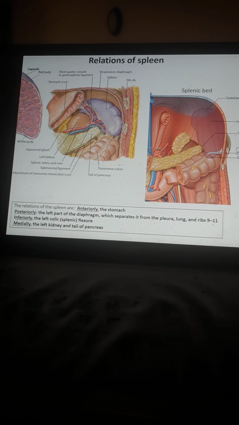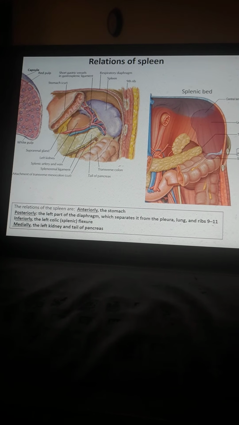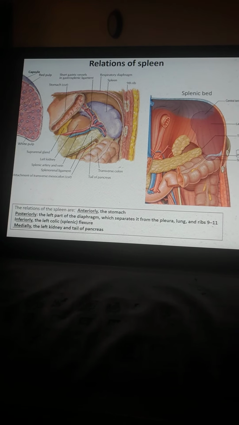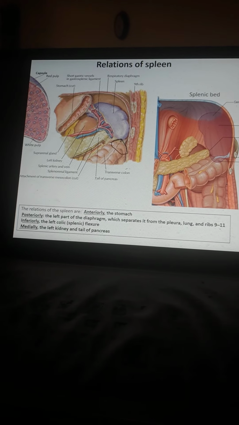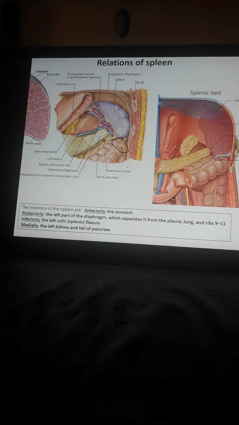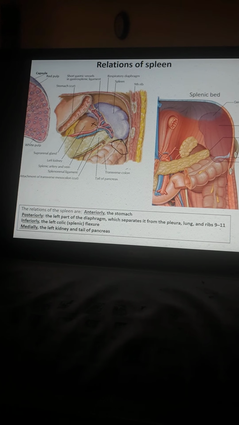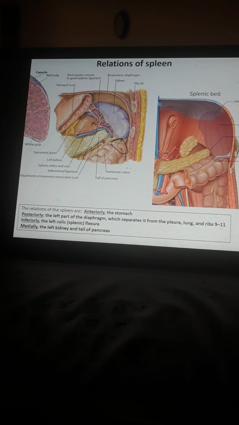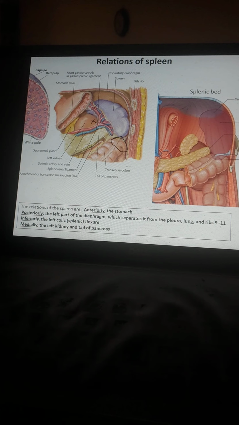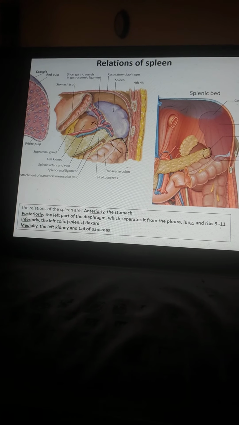It is related superiorly to the diaphragm and the ribs, and also inferiorly it is related to the colon or left colic flexure, and of course medially or posteriorly it's related to the left kidney. The spleen is also related medially to the tail of the pancreas.